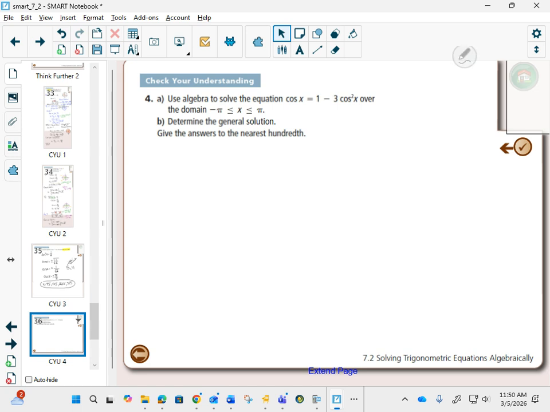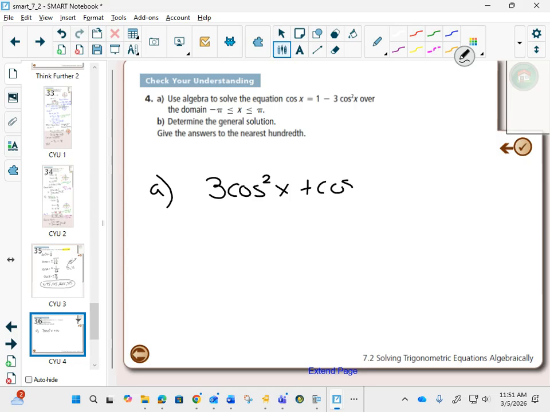In order to use either of those, you need to make one side equal to 0. So I always like to make my square thing positive. You notice right now, in front of the cos squared is a -3. So I'm going to move everything to the left side. I still have the cos x on the left side, but when I move the 1 over to the left side, it'll be -1. And I make one side equal to 0.